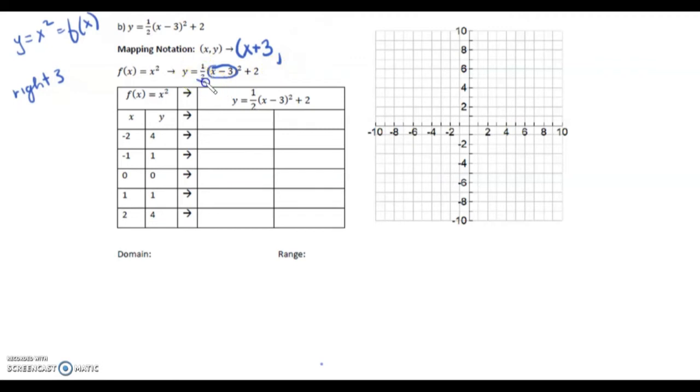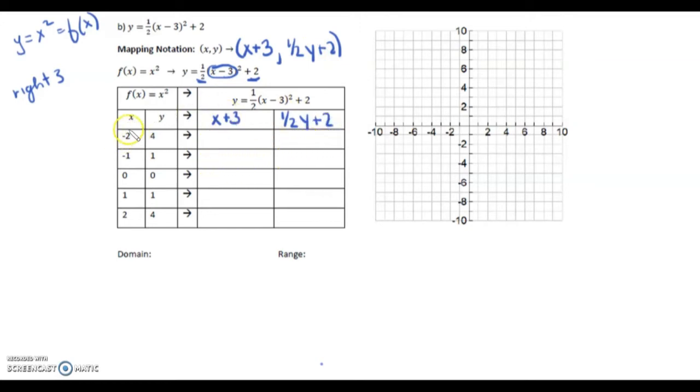Now, everything before and after, not in brackets, is going to affect the y. And we're going to take this as is. So 1/2 y plus 2. In our chart, our mapping, every x value that we have, we're going to add 3 to it. And every y value, we're going to multiply it by 1/2, and then we're going to add 2.